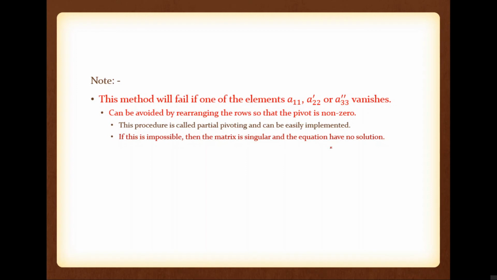So singularity is a theoretical concept. In a practical case, even if it is non-singular, in some situations it will fail. The reason may be that it is very close to singular. What does singular mean? Determinant is equal to 0. Very close to singular means determinant is almost equal to 0, that is 0.0000001. What is the problem? If you are using 4 significant digits, that is 0.